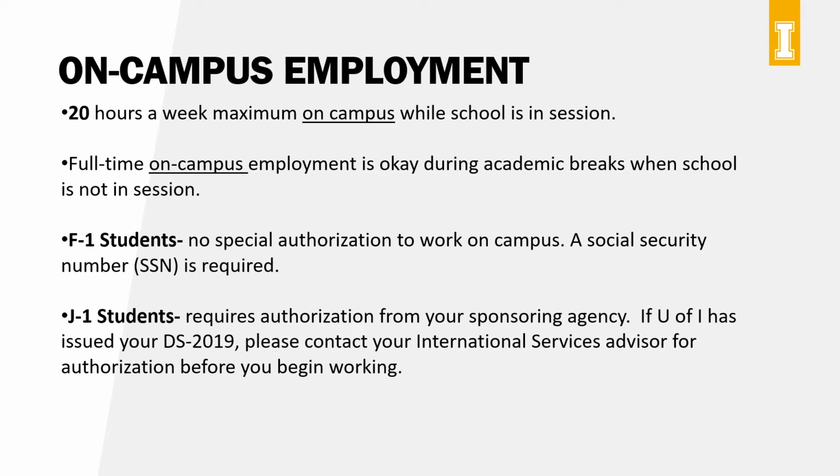F1 students do not require special authorization to work on campus. However, a social security number is required, so if you do not already have an SSN, you will need to apply for one with the IPO's assistance. J-1 students do require authorization from their sponsoring agency before beginning on-campus or off-campus work. If the University of Idaho has issued your DS 2019, please contact your International Services Advisor for work authorization before you begin work.